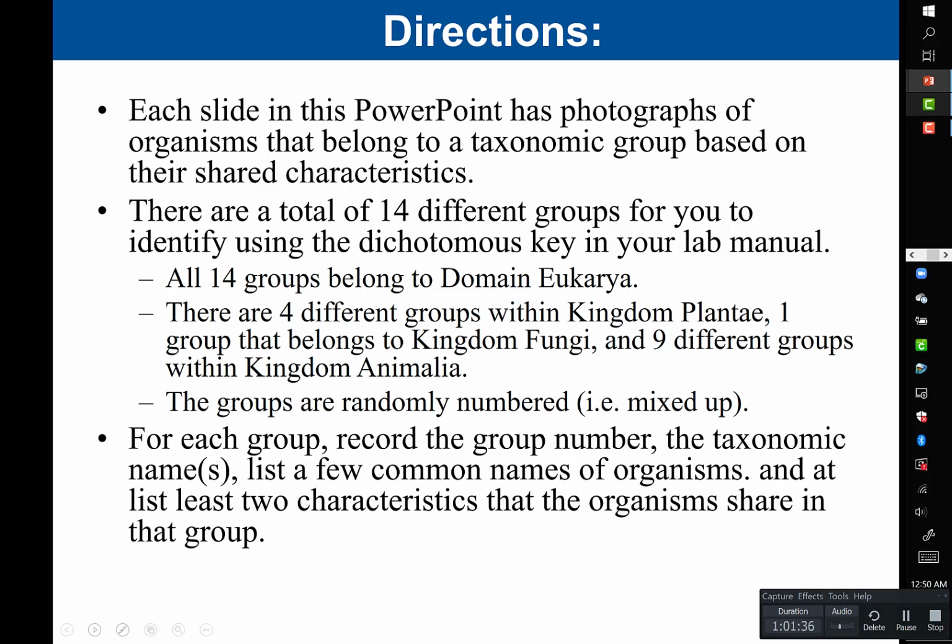And so for each group, you are going to record the group number, the taxonomic name, list a few common names of the organisms, and list at least 2 characteristics that the organisms share in that group. And I will go through and give you an example and walk you through this.